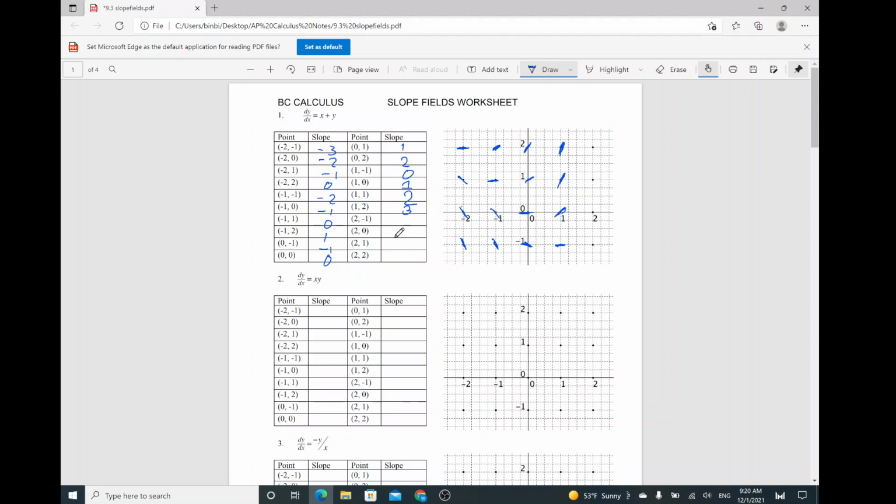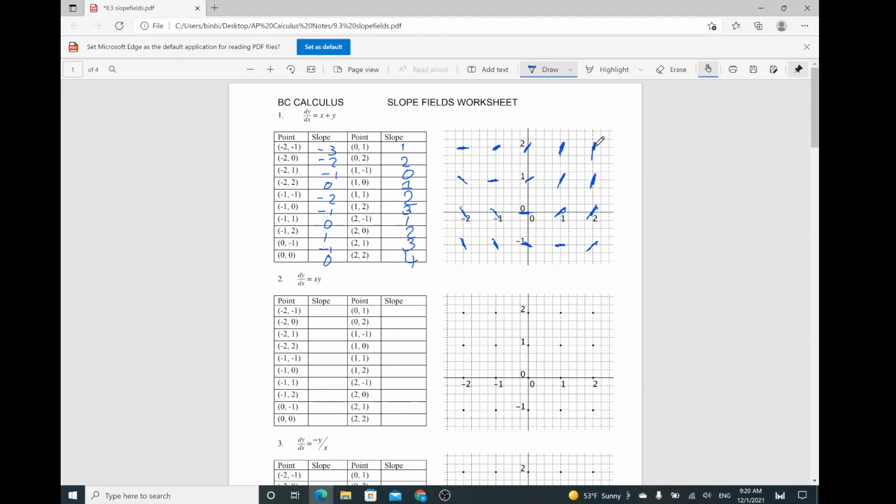Okay. And then (2, -1) down here, which is 1. And then (2, 0) is 2. And then (2, 1) is 3. And then (2, 2), which is 4. So this one is almost vertical, like that, the slope view.